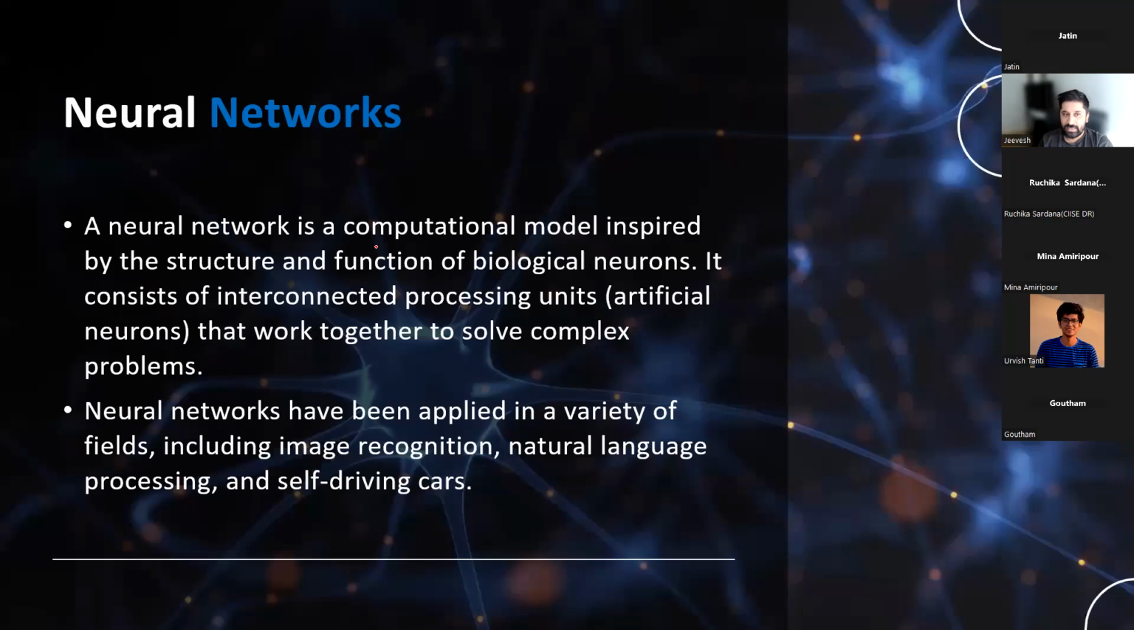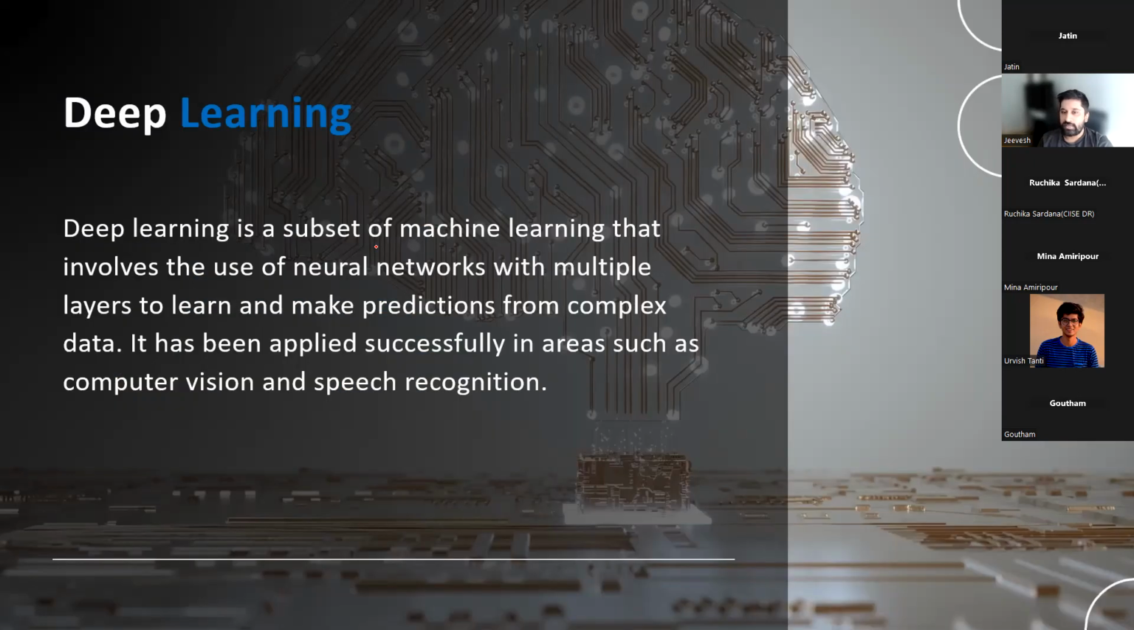This slide and the next slide are not required for the certification, but I tried to simplify them and add two lines of definitions in the morning, because I was going through the slides and realized that talking about deep learning and not sharing the definition of it is not fair. So, looking at the definition, deep learning is a subset of ML that involves the use of neural networks with multiple layers to learn and make predictions from complex data. It has been applied successfully in areas such as computer vision and speech recognition.